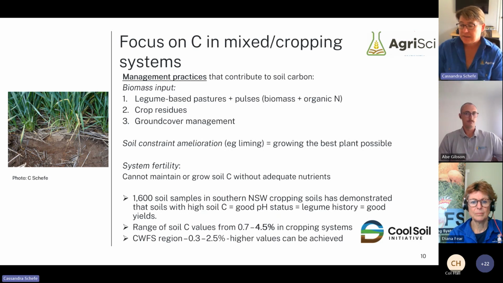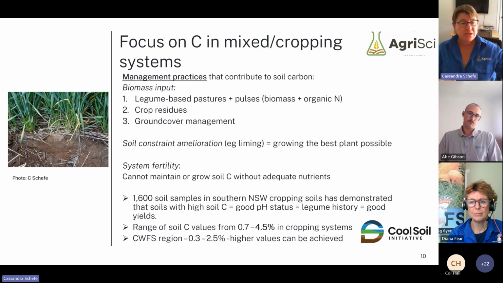The last thing is around system fertility. So I mentioned nutrients, but really to flag that we can't maintain or grow our soil carbon in our system without adequate nutrients. And just to provide a bit more context and numbers around this, over the last 6 years in the Cool Soil Initiative, we've sampled over 1,600 soil samples through northeast Victoria and southern New South Wales. All these soil samples have practice history and management associated with them.